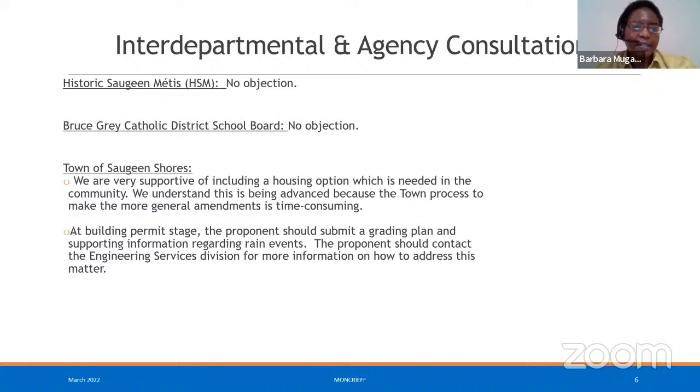The town staff are very supportive of this proposal and have noted that including a housing option is needed in the community, that they understand this is being advanced because the town process to make the more general amendments is time consuming. They have commented that at the building permitting stage, the proponent should submit a grading plan and supporting information regarding rain events. The proponent should contact the Engineering Services Division for more information on how to address this matter.